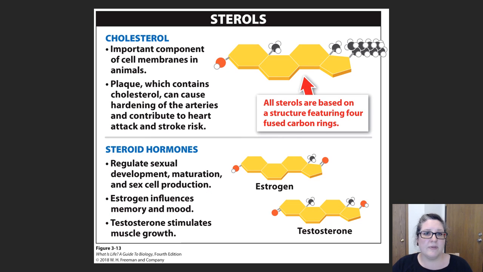The second type of lipid I want to mention are sterols. So sterols are lipids, but they are not fats.